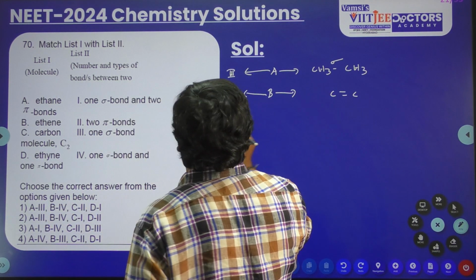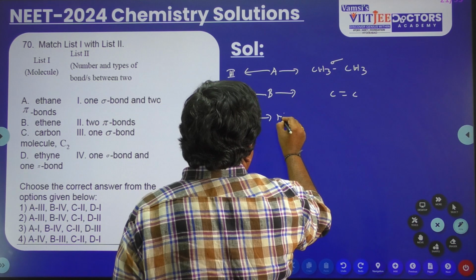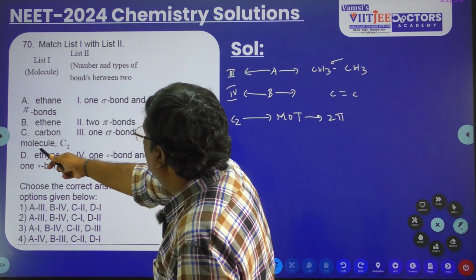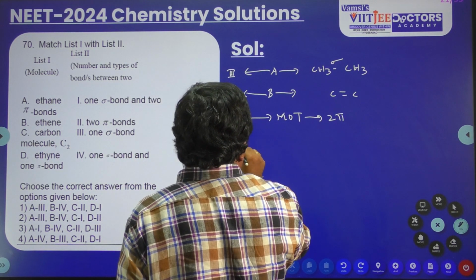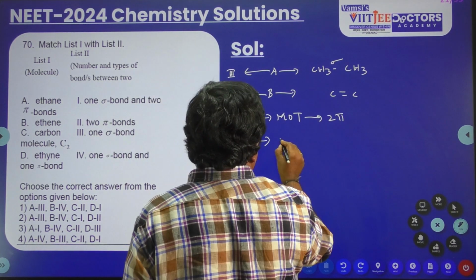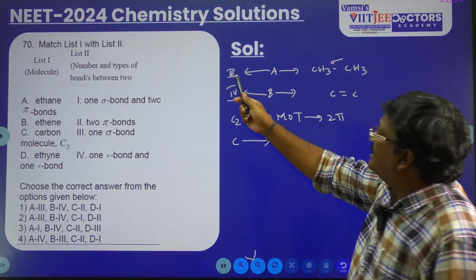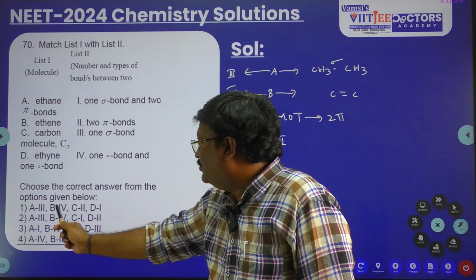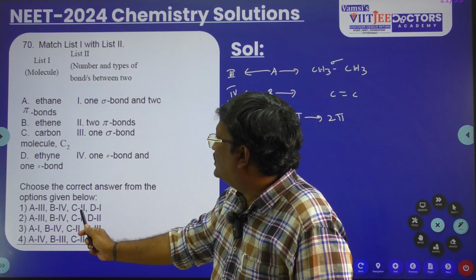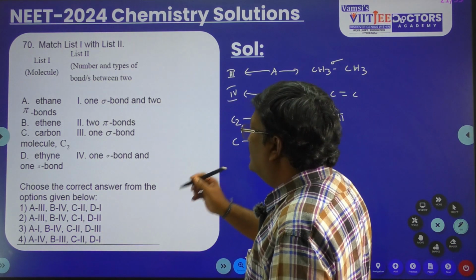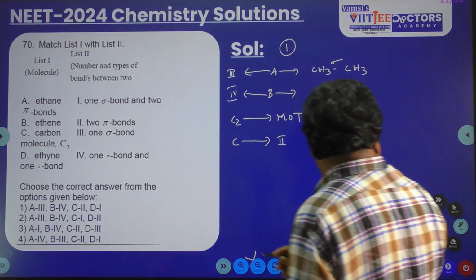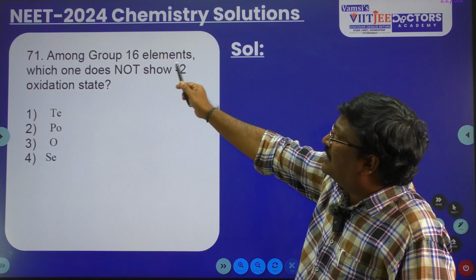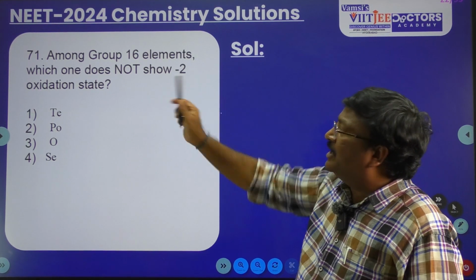And later, C2 molecule, as per MOT, it has 2 pi bonds. Here, C2, C is given, no? Here, C must have 2 pi bonds. C2, A3, B4, C2, 2 pi bonds. So thus, your option is 1. And later, next question. Among the group 16 elements, which one does not show -2?